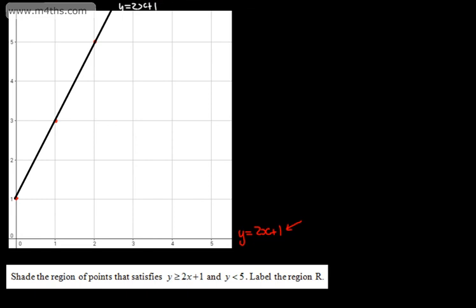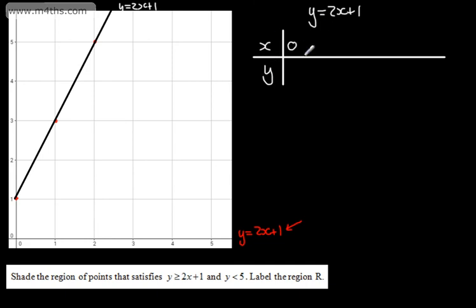Let's say though you weren't confident in using that method, and that is perfectly fine. That is the gradient intercept method. What I'm going to do instead now is build up a table of values. So y is equal to 2x plus 1. So we'll have x and we'll have y. 0, this will give us 1. 1, that will give us 3. 2 will give us 5. So all I'm doing is substituting in. When x is 0, 2 lots of 0 plus 1 is 1. When x is 1, 2 lots of 1 plus 1 is 3. When x is 2, 2 lots of 2 plus 1 is 5. And you can see we've got 0, 1, 1, 3, 2, 5, and that's what we've got.